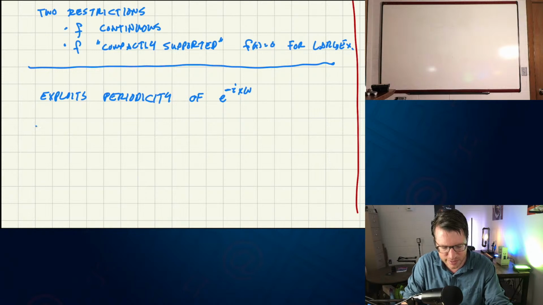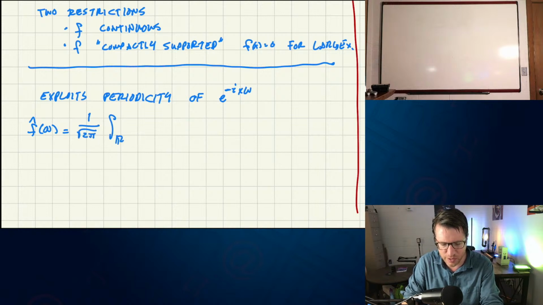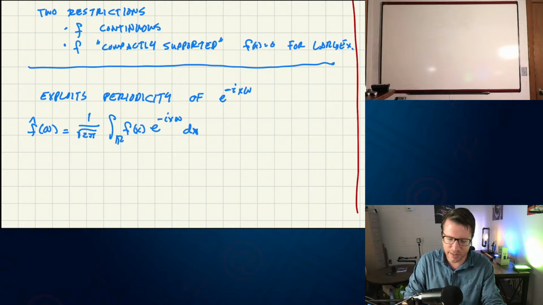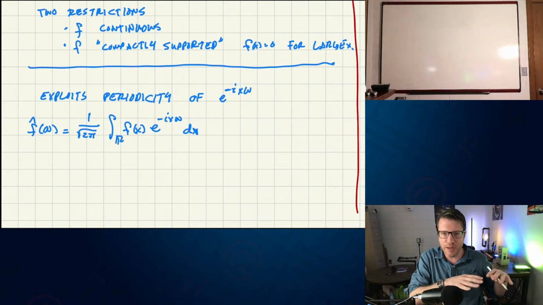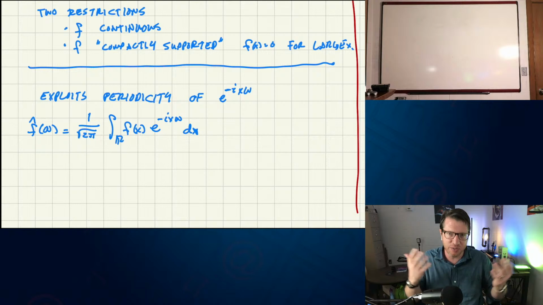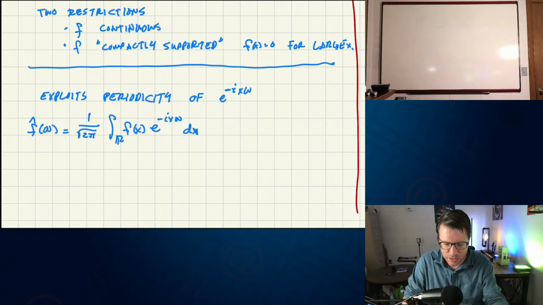We're going to look at f hat of omega, and this is 1 over the square root of 2 pi times the integral over R of f of x times e to the minus i x omega dx. What I'm actually going to do is shift. We have this integral over all of R, so if I shift R by any amount, it's the same integral. It just means something's going to come a little bit later, but it's still all going to be in the integral at the end of the day. So I'm free to move things around a bit and not worry about this change.